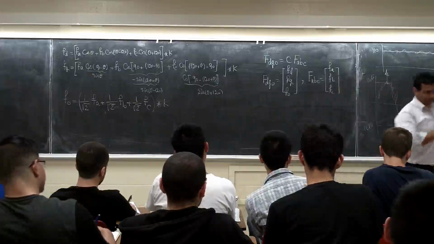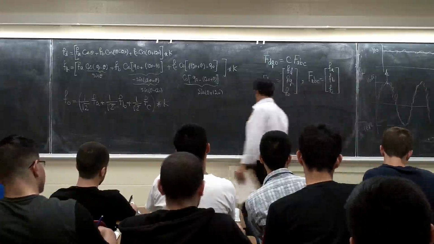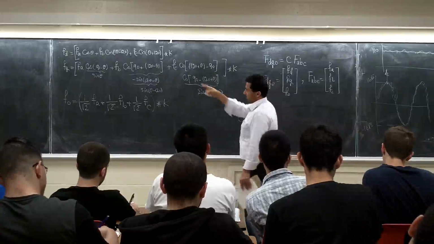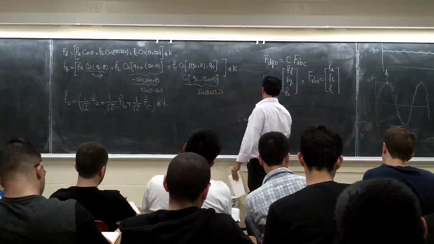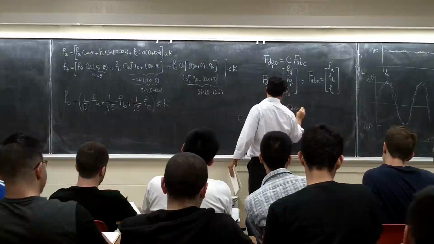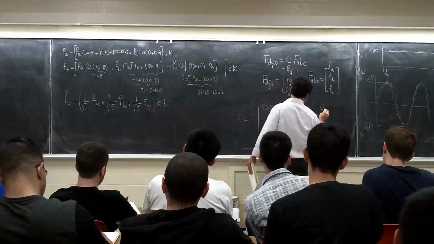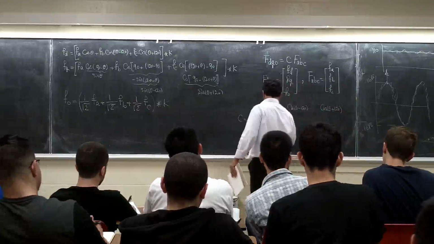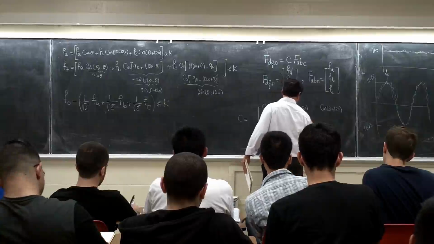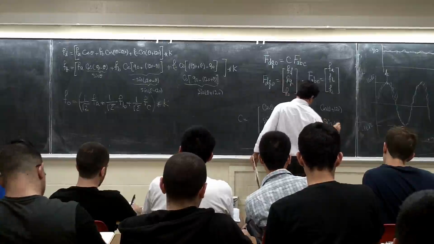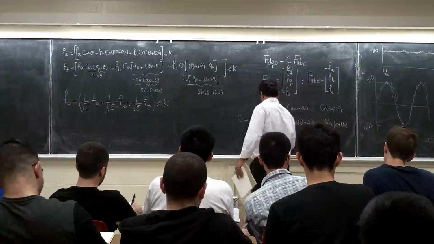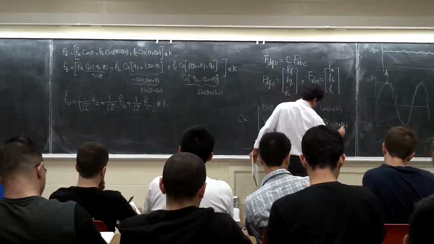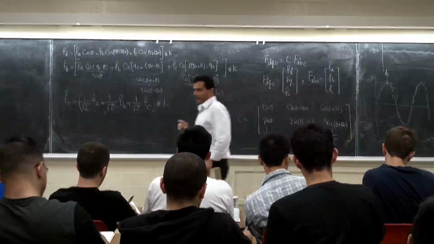Now I want to see what's in matrix C. It's going to be cosine theta, cosine theta minus 120, and cosine theta plus 120. Sine theta, sine theta minus 120, sine theta plus 120. And 1 over the square root of 2, 1 over the square root of 2, 1 over the square root of 2. Now there's a K factor here.